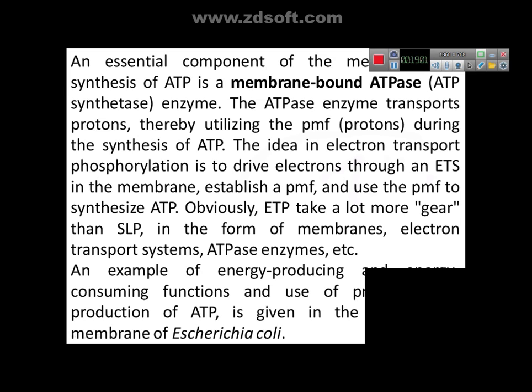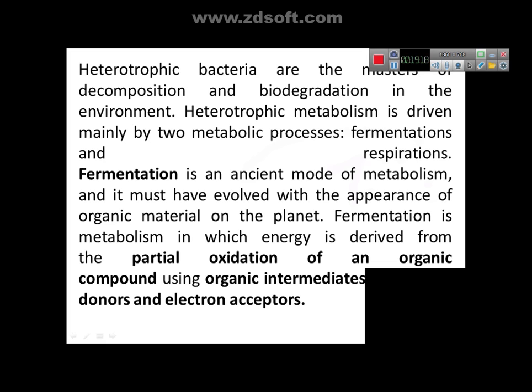Okay. So usually the example of energy producing and energy consuming functions and use of PMF and the production of ATP is given in the plasma membrane of the E. coli cell. We will see later in detail about the electron transport system. Now heterotrophic bacteria are the masters of decomposition and biodegradation in the environment, and therefore mainly it brings about two metabolic processes: one is called the fermentation process and the other is called the respiration process. First we will see fermentation, because fermentation is the ancient mode of metabolism and it evolved with the appearance of organic material on the planet.